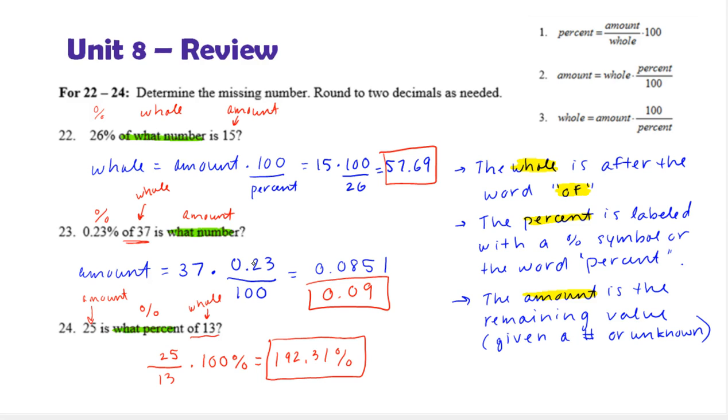Okay, so again, resist the temptation to just start putting numbers where you think they should go. Follow this process. It's pretty simple. Find the whole, then find the percent, then find the amount, and use the appropriate formula.